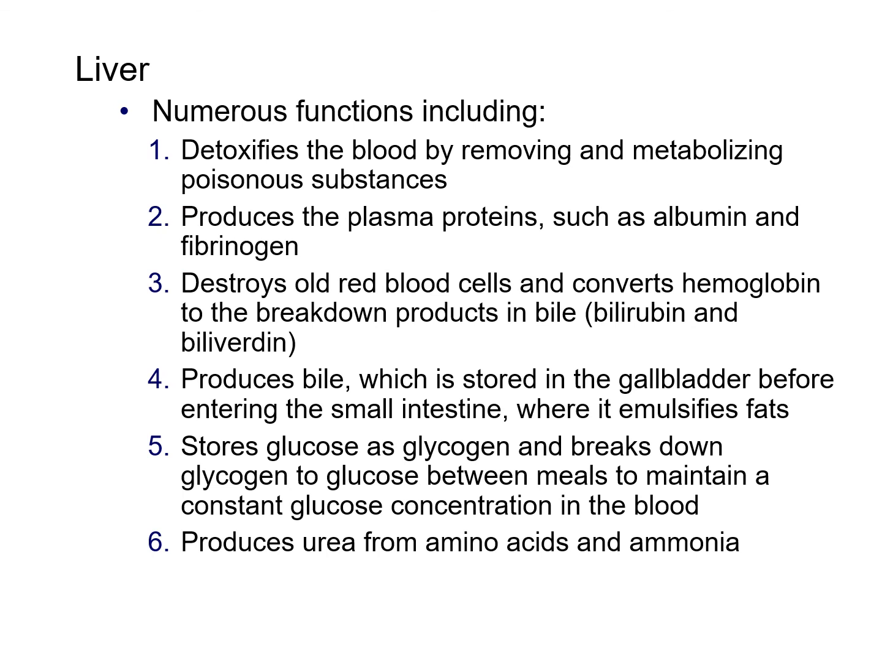Okay, the liver is a detoxifier. It takes the blood and removes all the poisonous substances. So if you eat something, the liver is the thing that takes all the poisonous stuff or the bad stuff and it detoxifies it. And then of course you've got plasma proteins like albumin, fibrinogen. It also kills old red blood cells and reuses them to make hemoglobin. Produces bile for the gallbladder, stores glucose sometimes, and then it can also produce urea from amino acids.